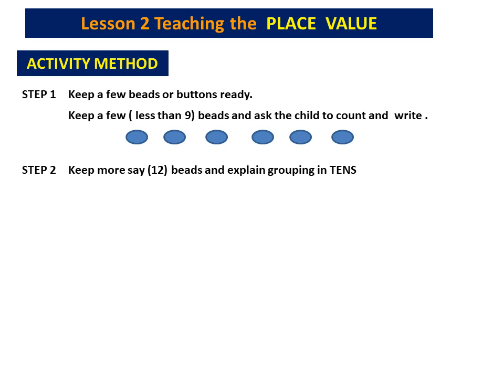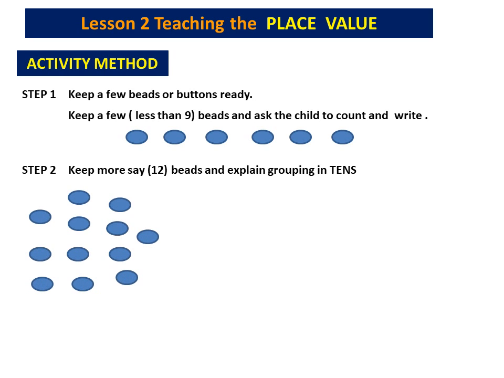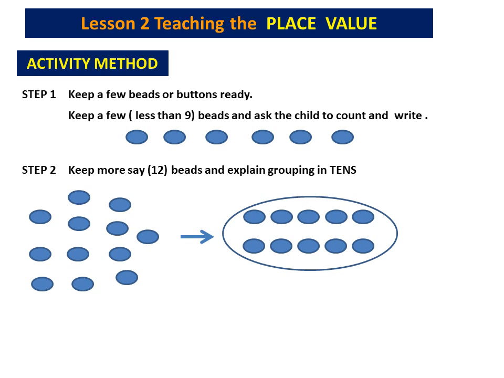Now, in the second case, what you have to do is take, for example, 12 beads. Say, for example, like this. Now, you must explain like this. See, these 12 beads can be grouped like this. One group contains 10 beads and the remaining 2 separate. So now you see here, you can even actually write like this: 1 ten, this group is 10, and remaining 2.